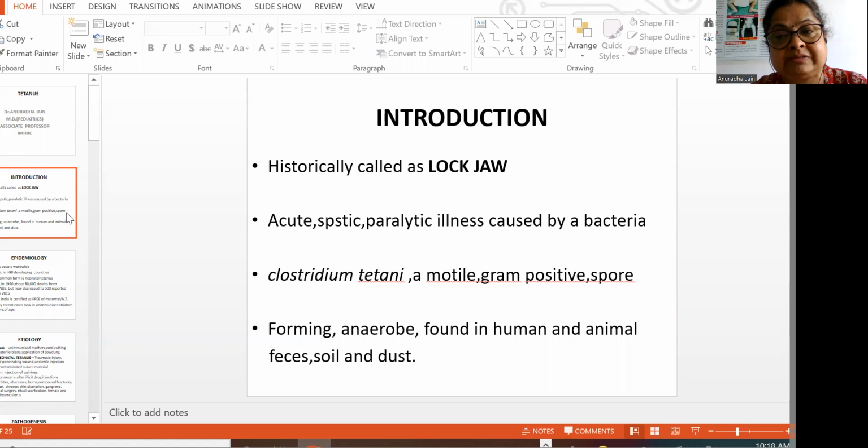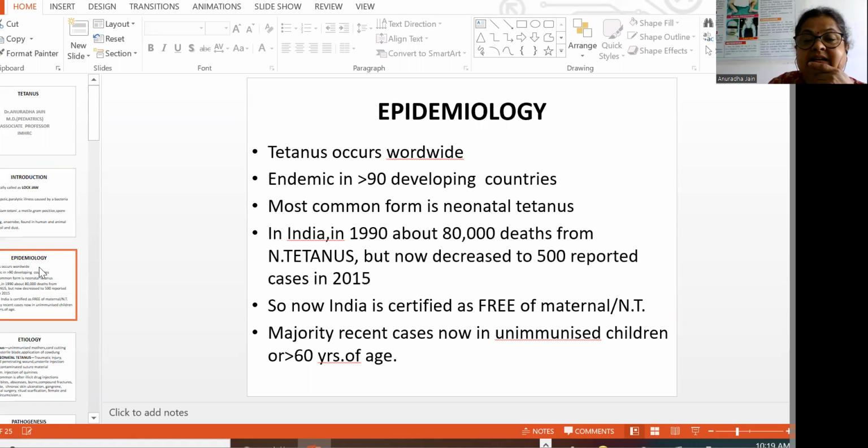So usually all the features are just opposite to what we have studied in diphtheria, Corynebacterium diphtheriae. That was aerobic, this is anaerobic. That was non-spore forming, it is spore forming. That was non-motile, it is motile. So you can remember by this. Its main habitat is human and animal feces, soil, and dust. So if it is present in soil, dust, and cow dung, and is applied on any wound, that is going to give rise to tetanus.